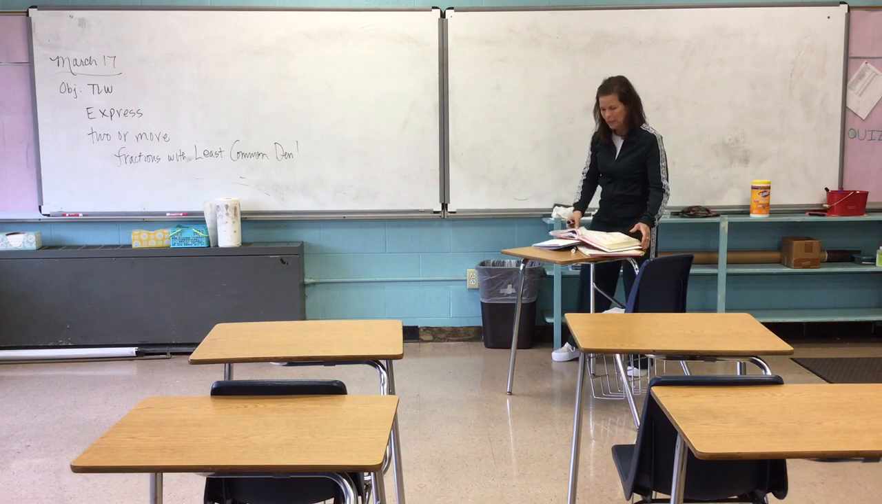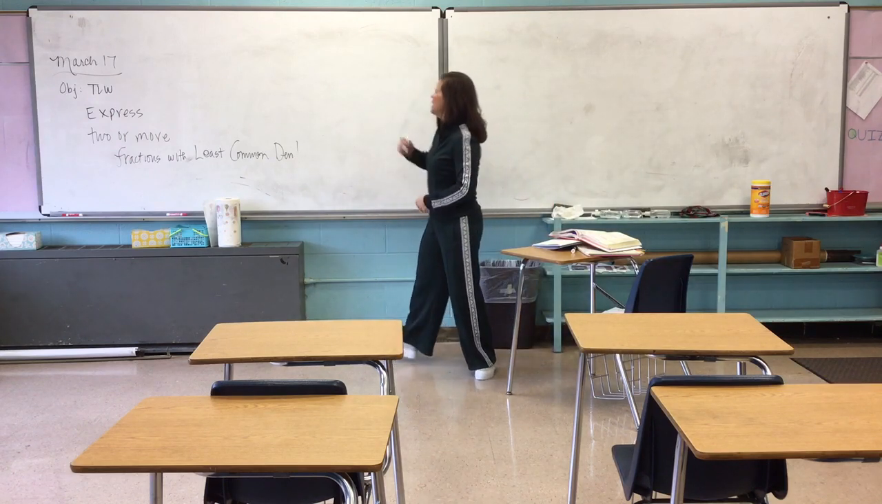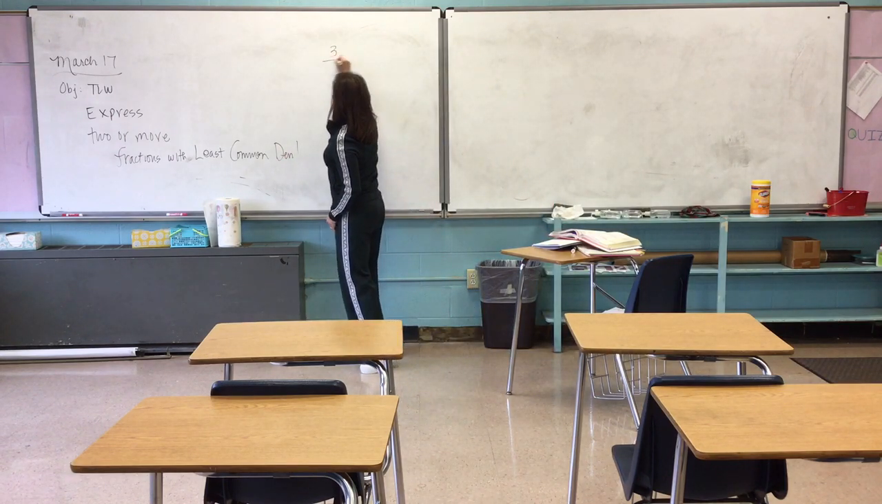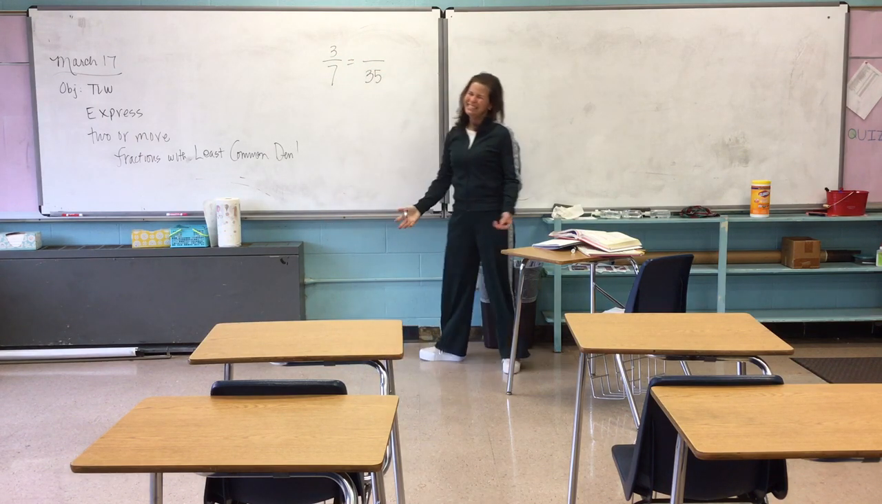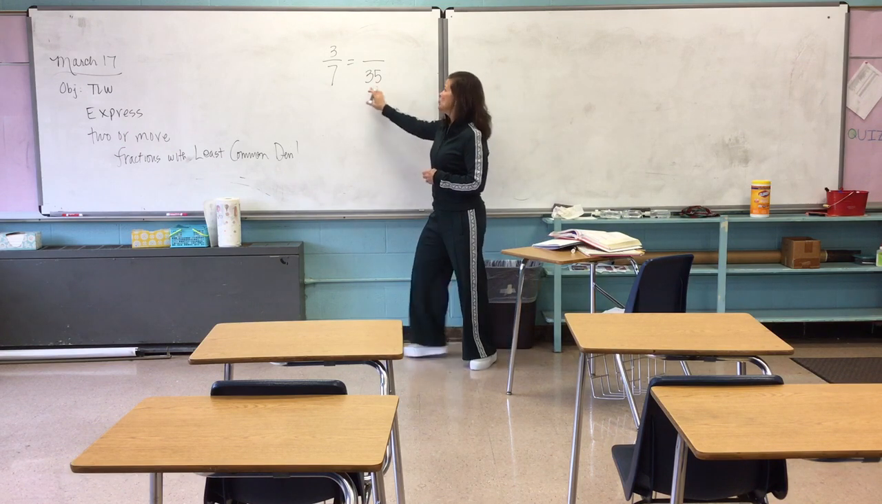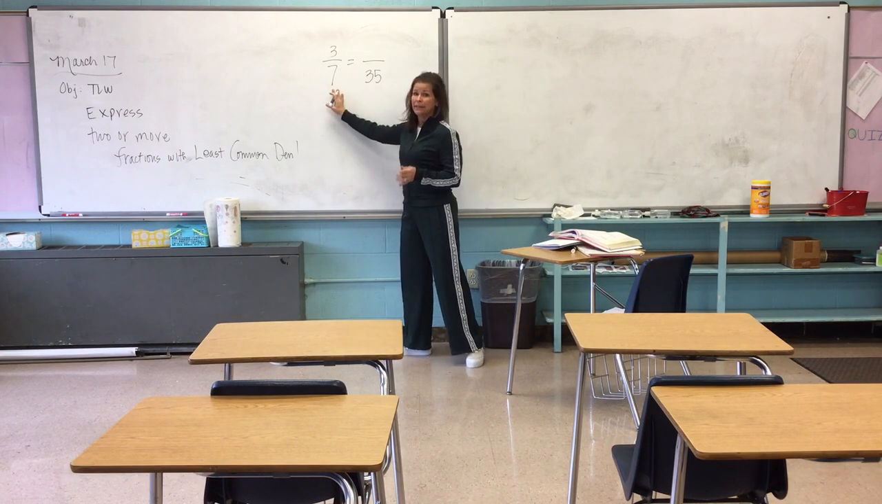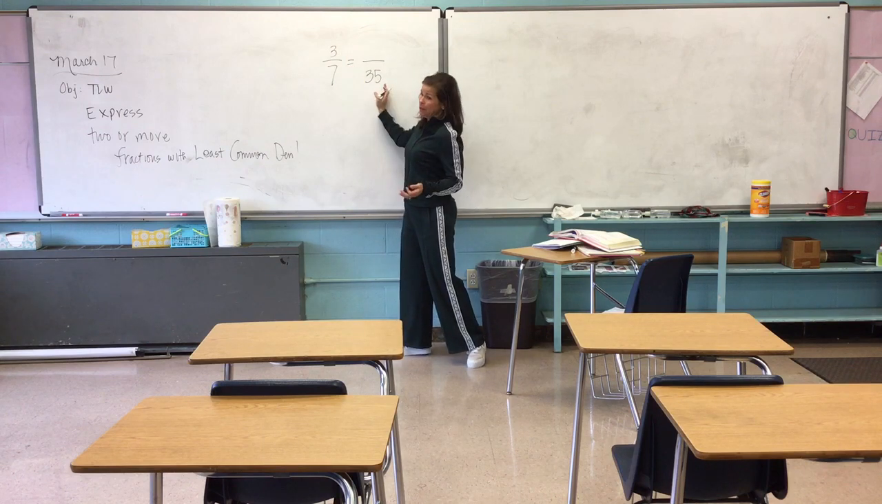So, you guys already really know how to do this. This is going to be a super easy lesson, really quick. 3 over 7 equals what over 35? Hi, welcome to 7th grade. This should be very easy. So these fractions are equivalent. So if 3/7 says it's equal, they have to be equal to each other.